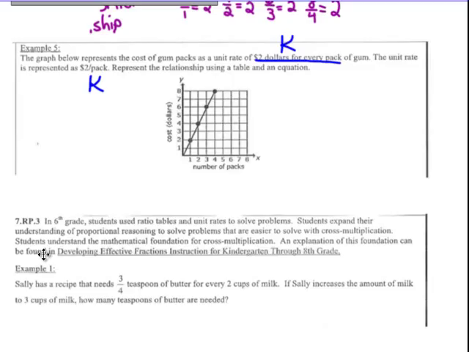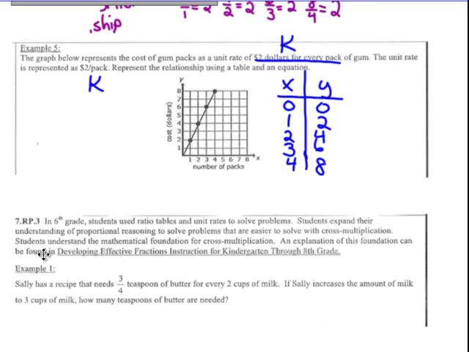So the table would be X is the number of packs, right? And my Y would be my cost. You could do it horizontally or vertically. I'm doing it vertically. So I do see that for when X is 0, I'm spending $0. When X is 1, I'm spending $2. When X is 2, I'm spending $4. When X is 3, I'm spending $6. And last one, when X is 4, I'm spending $8.